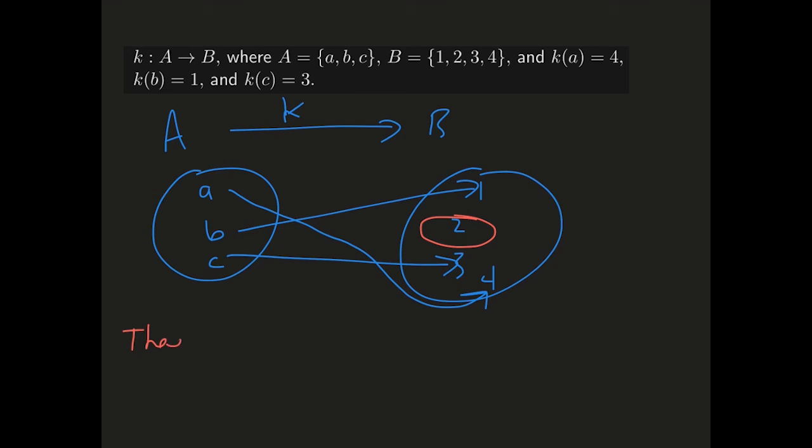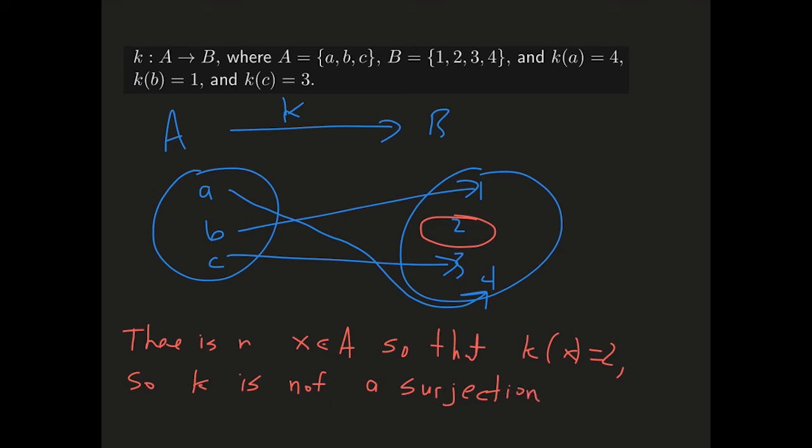So there is no x in A so that k of x is equal to 2. So k is not a surjection, because I have somebody in my codomain that doesn't get hit by an element from my domain. Said another way, the range of k is not the codomain of k, because I have this little extra element right there that doesn't get hit. So this is not a surjection.